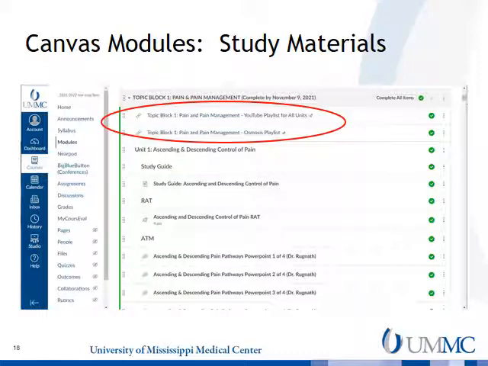This year, we're also using pencasts from osmosis.org. Like the PowerPoints, all of the Osmosis pencasts for a topic block are organized into playlists at the top of the module. Material within a topic block is organized into units, such as this one on ascending and descending control of pain by Dr. Anesh Raghunath. Each unit normally begins with a study guide outlining the material in the unit and giving recommendations for supplemental reading.